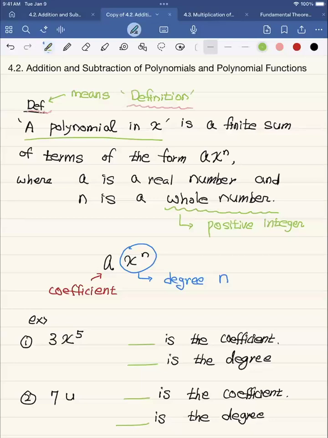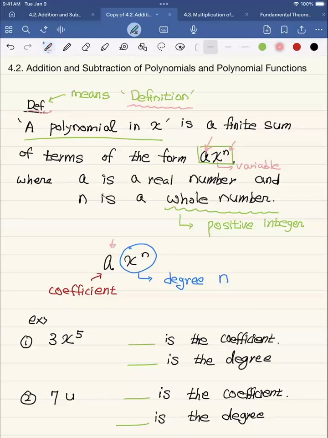A polynomial in x is a finite sum of the terms of the form a times x to the power of n, where this a is a real number and n is a whole number. That means positive integer. Here, x is a variable. That means unknown number rather than fixed number like a.